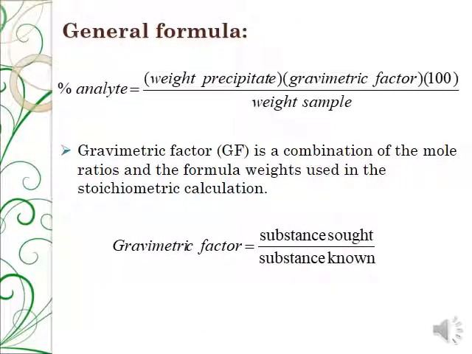So this is the general formula that you have to memorize in order to find the percent of analyte, which is the weight of precipitate multiplied by the gravimetric factor, divided by the weight of sample, multiplied by 100. Okay, so what is gravimetric factor? Gravimetric factor is a combination of the mole ratio and the formula weight used in the stoichiometric calculation. Basically gravimetric factor is substance sought over substance weighed. I'll explain this later.